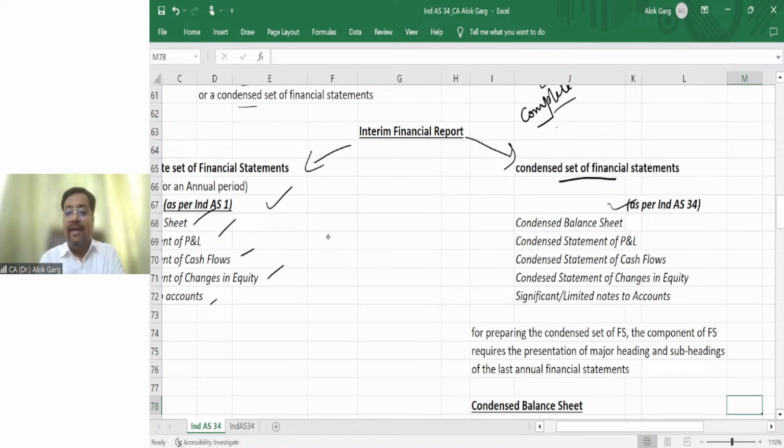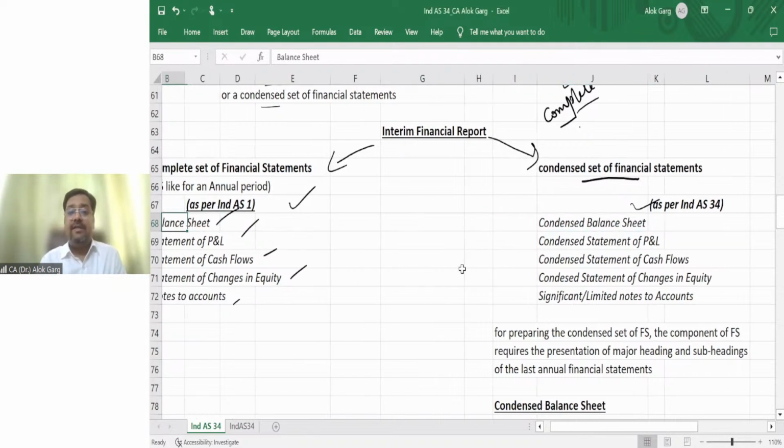Sir, whether any company in India is preparing the condensed set of financial statements? More than 95% of companies are preparing a condensed set of financial statements. Even Infosys is preparing a condensed set of financial statements, right? Okay. What is the content of the condensed set of financial statements?